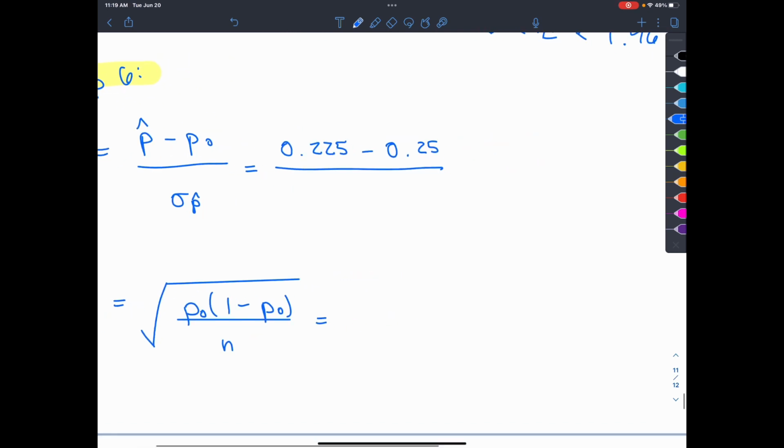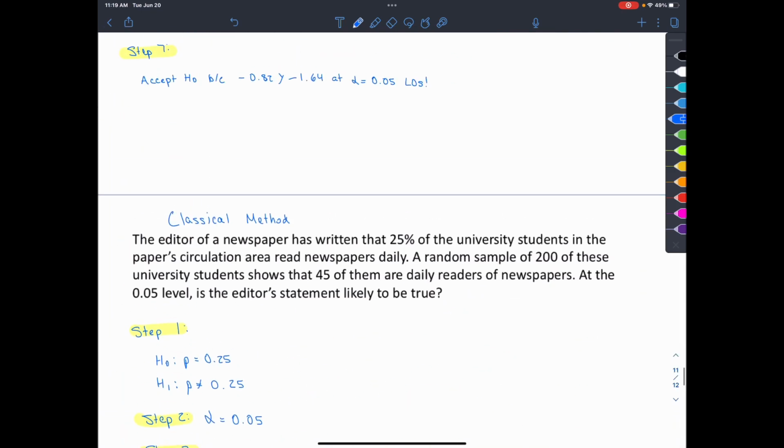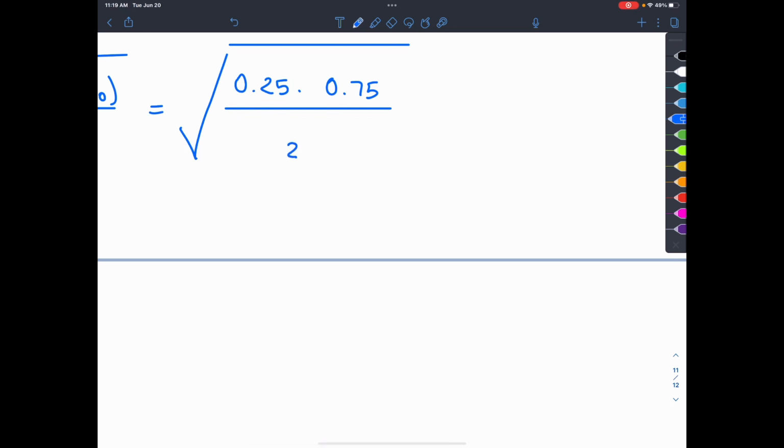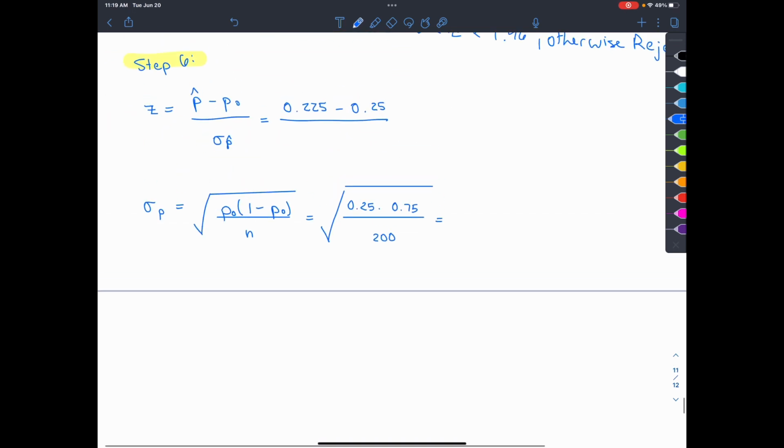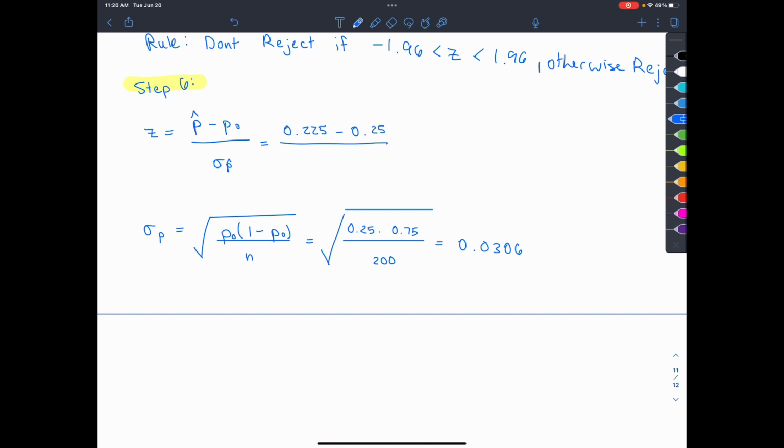So fill in those values. We're going to get 0.25 times 0.75 all over the sample size, which is 200. Throw that in the calculator. And you should get 0.0306, a couple more decimal places, as your standard deviation of the proportion.